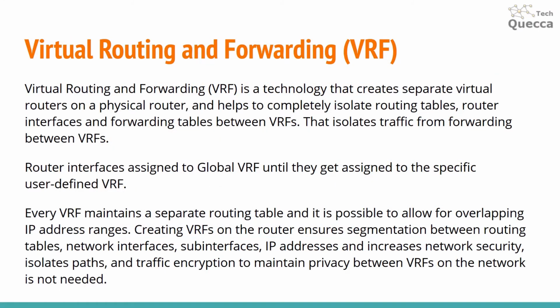Virtual routing and forwarding is a technology that creates separate virtual routers on a physical router and helps to completely isolate routing tables, router interfaces and forwarding tables between VRFs. That isolates traffic from forwarding between VRFs. Router interfaces are assigned to the global VRF until they get assigned to a specific user-defined VRF. Every VRF maintains a separate routing table, and it is possible to allow for overlapping IP address ranges.